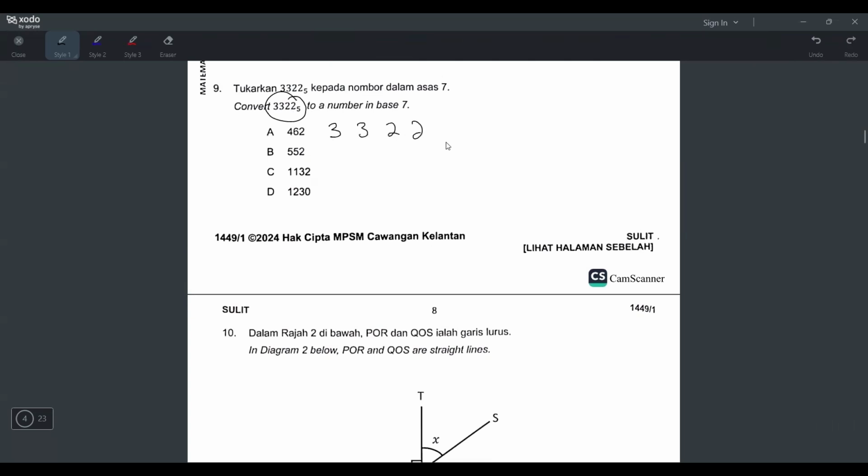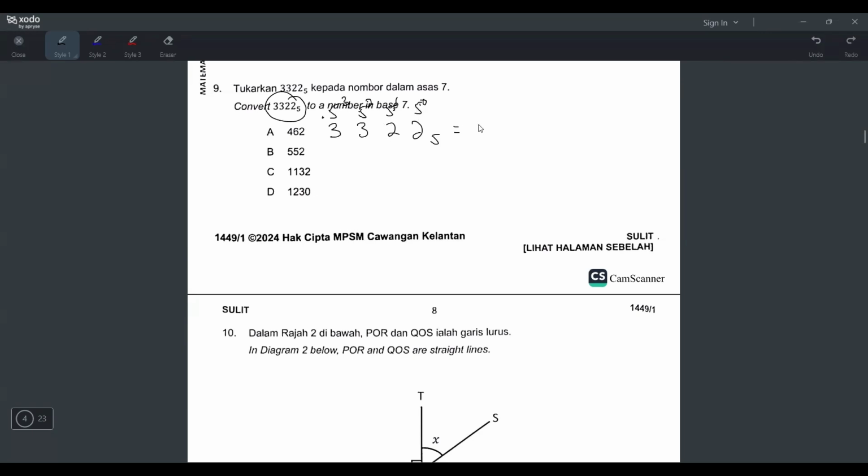So 3322 base 5, I'm going to convert to base 10. How can I convert a smaller base to base 10? You have to use the multiply method. The method is you write down the place value and then multiply with the number down here. So what is the place value for this? 5 power 0, 5 power 1, 5 power 2, 5 power 3, because it's base 5. And remember, always start with power 0.